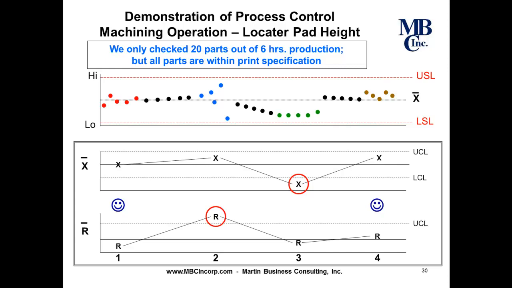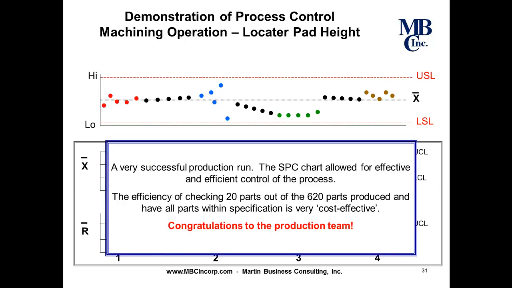component. But again, we were able to measure the third subgroup and identify the special cause variation because the average of the third subgroup was below the lower control limit. We were able to respond before we actually had parts, again, that were out of specification. Making the corrections, we were able to complete the shift with all parts within specification. A very successful production run.